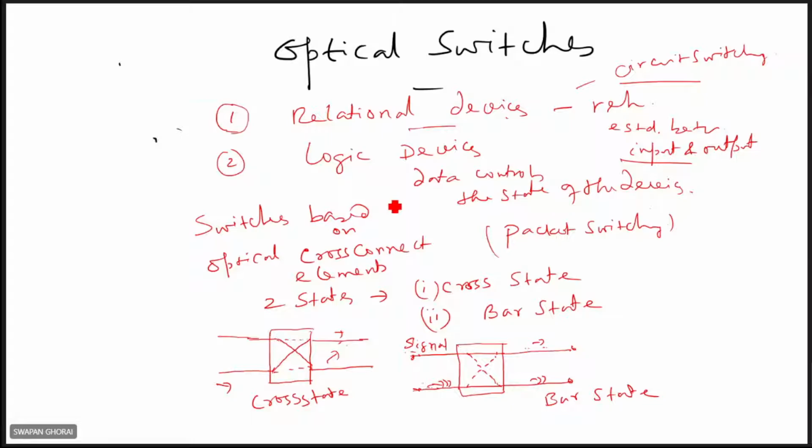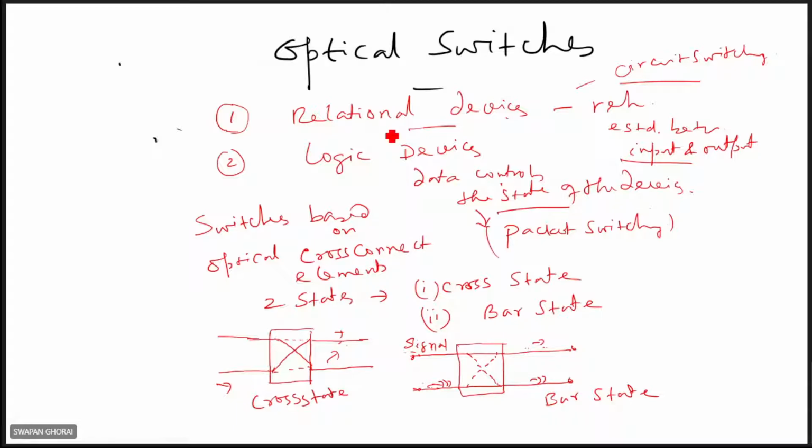But there is another kind of switch where the information carrying signals, the information which is entering into the device, can be used to control the state of the device, in such a way that some Boolean functions can be performed. Here the information carrying data can control the state of the device, and it is very useful for packet switching. Right, here we can have some extra flexibility.